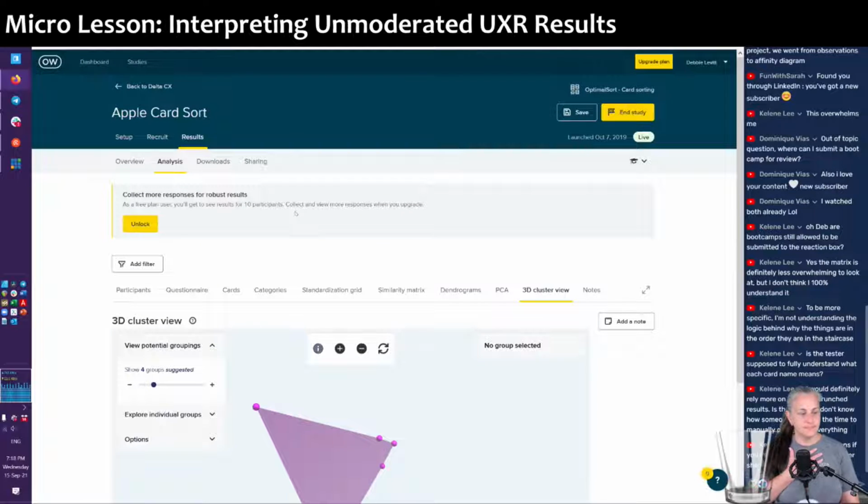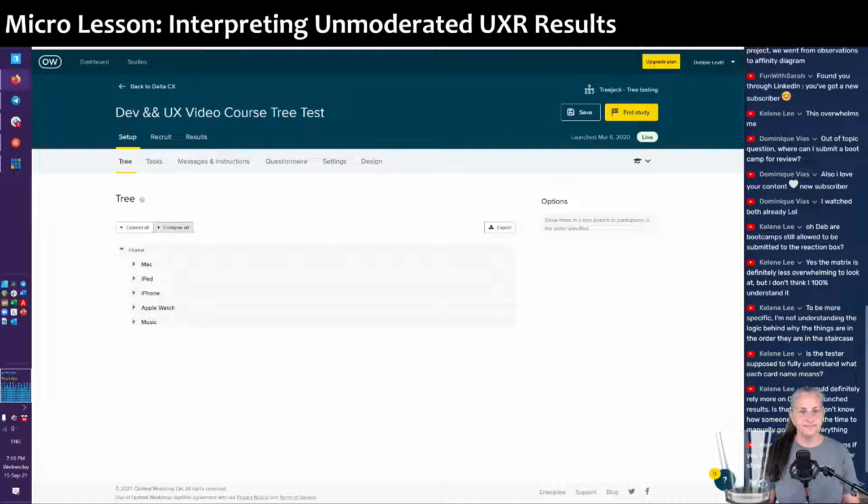So that's card sorting. I know we're running a little bit low on time. I'm going to move to tree testing, but if you have questions on either thing, please do ask. All right, let's take a look at the tree test that I normally do in my workshops to talk about tree testing.